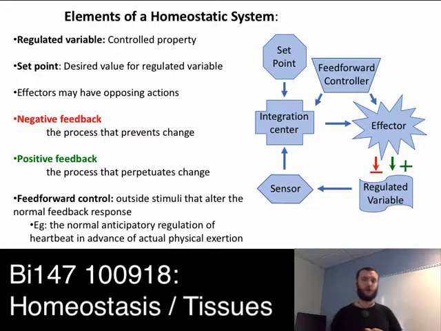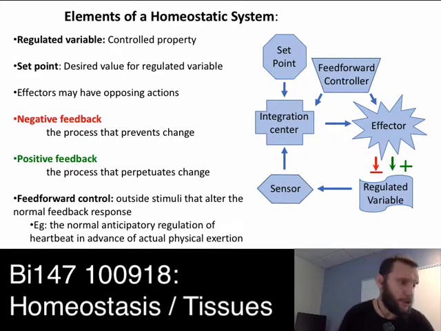Feed forward control is a nuance that can get added to a homeostatic system. It's an external stimulus, external to this loop of control that we're talking about, that can affect or alter the outcome of that feedback response. So for example, the one I have here is the anticipatory heartbeat.